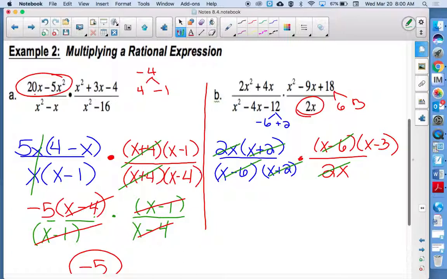So then when you look to see what you have left, just kind of look across your fractions. Looking across the top, we have an x minus 3. Looking across the bottom, we get nothing. So it's just x minus 3. Questions so far?